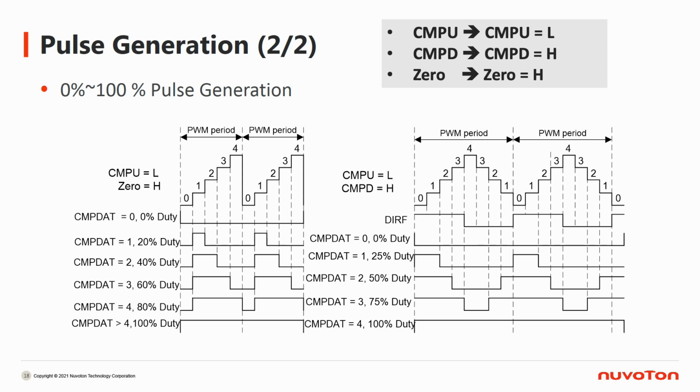Take compare data equals 0 as example. Since the comparator is 0, it will be low all the time, which is 0% duty. Take compare data equals 1 as example. Since the comparator is 1, it will be low after 1 when counting up, and it will be high after 1 when counting down, which is 25% duty. Therefore, we could generate different PWM pulses by different ways and settings.